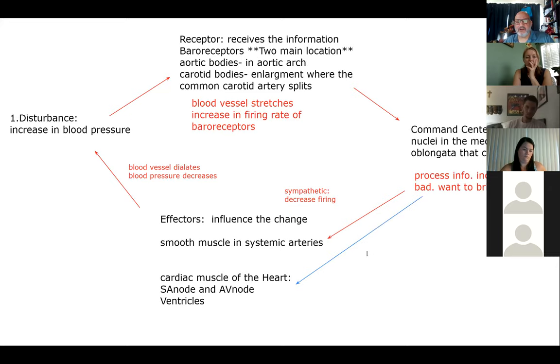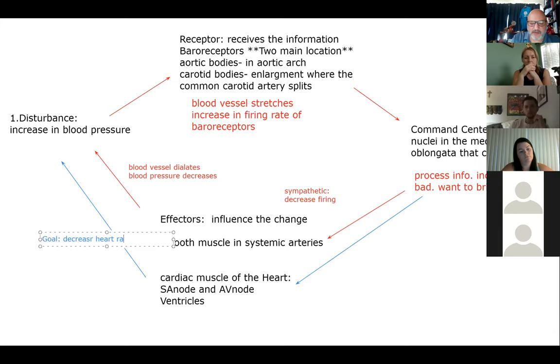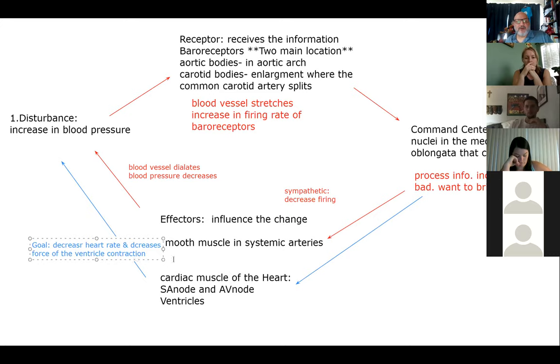What kind of signal are we going to want to send to the heart? What pathway? What type of information do we want to send to the heart? Well, let's think of it this way. What do we want to do? If it's easier, we can think about what we want to actually do to the heart in this case. In this case, our goal is to decrease blood pressure. So to decrease blood pressure, we have to decrease heart rate, and we need to decrease the force of the pumping of the ventricles, contraction. So how can we do that?